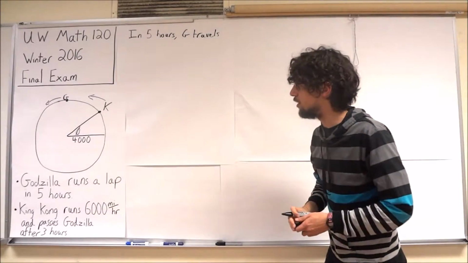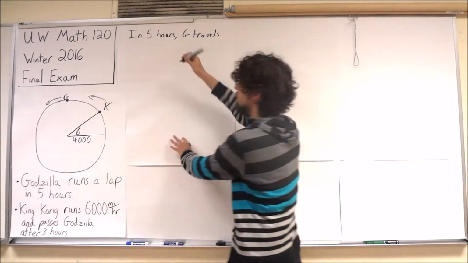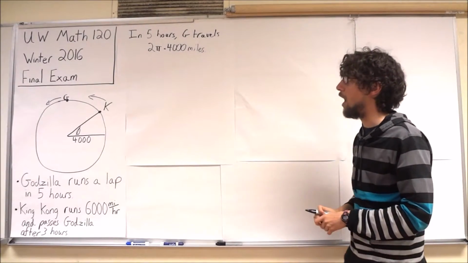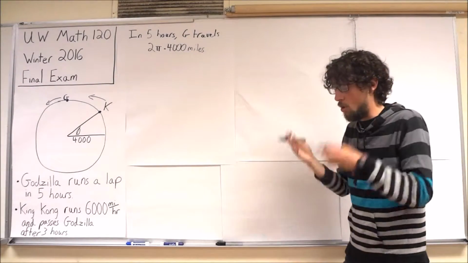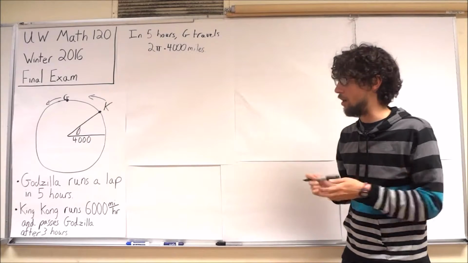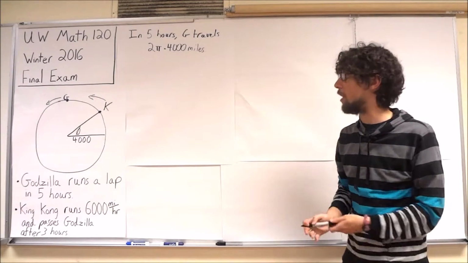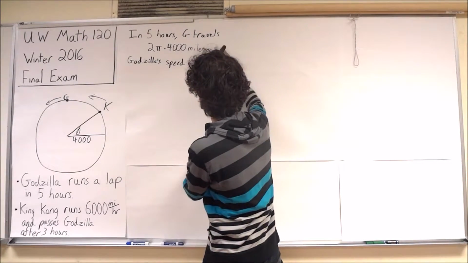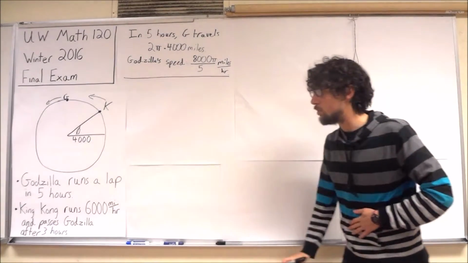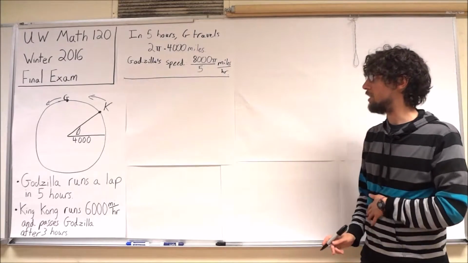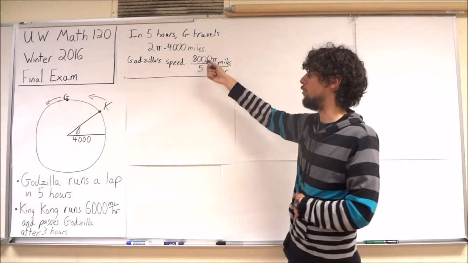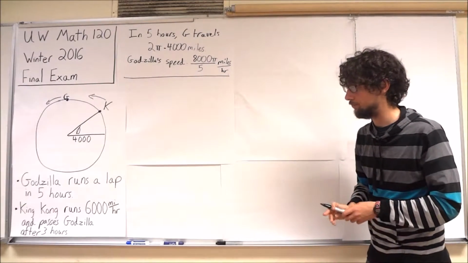how far does Godzilla travel? Well, Godzilla travels 8,000 pi miles in 5 hours. So the speed is simply the ratio of the distance traveled over the amount of time it took to travel that distance. So we have a solution for part A. Godzilla's speed is 8,000 pi over 5 miles per hour.